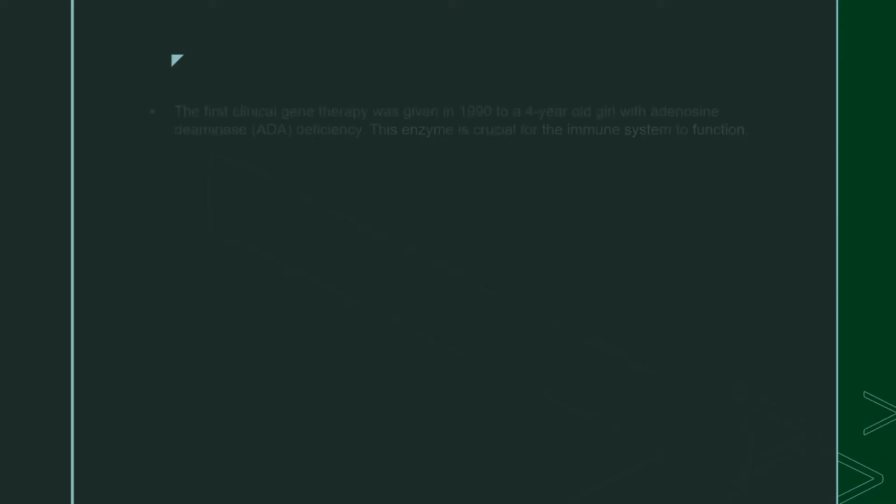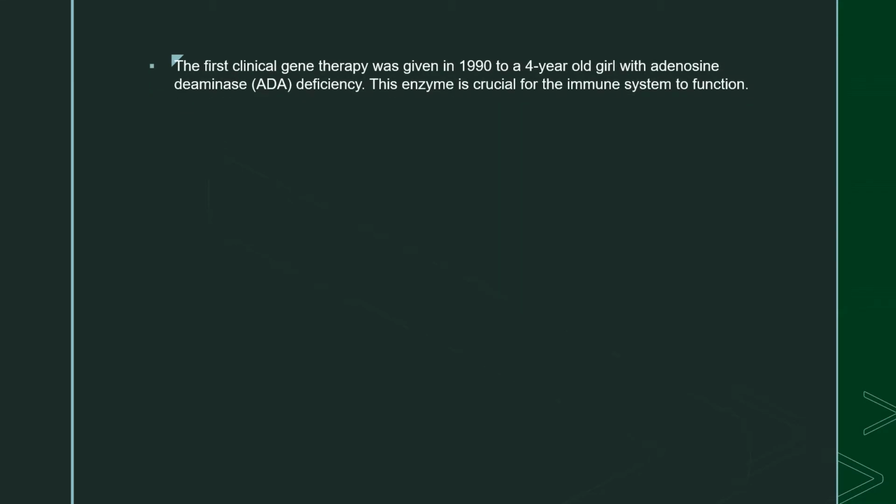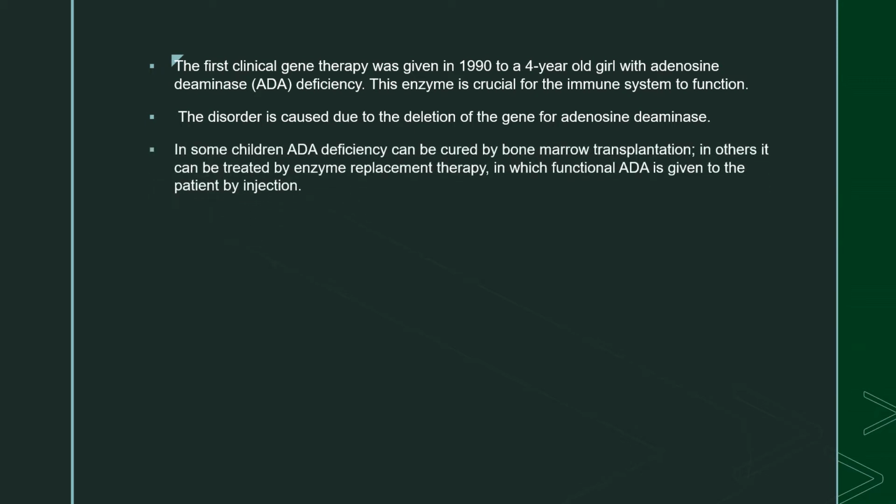The first clinical gene therapy was given in 1990 to a 4-year-old girl with adenosine deaminase deficiency. This enzyme is crucial for the immune system to function. The disorder is caused due to the deletion of the gene for adenosine deaminase. In some children, ADA deficiency can be cured by bone marrow transplantation. In others, it can be treated by enzyme replacement therapy, in which functional ADA is given to the patient by injection. But the problem with both of these approaches is that they are not completely curative.